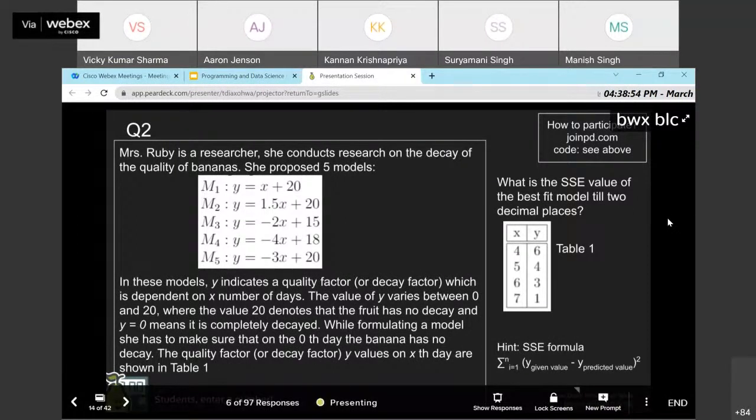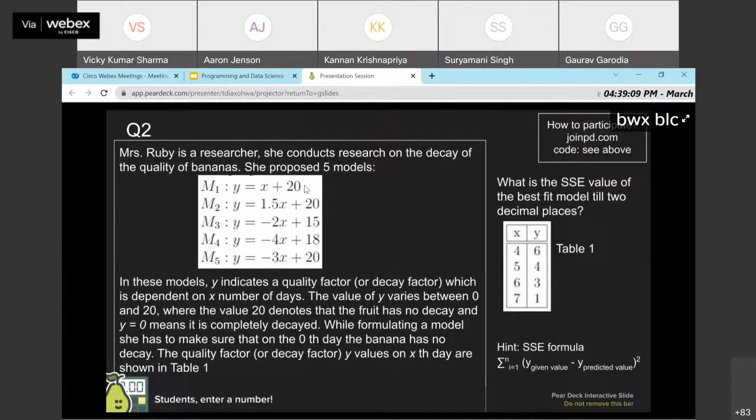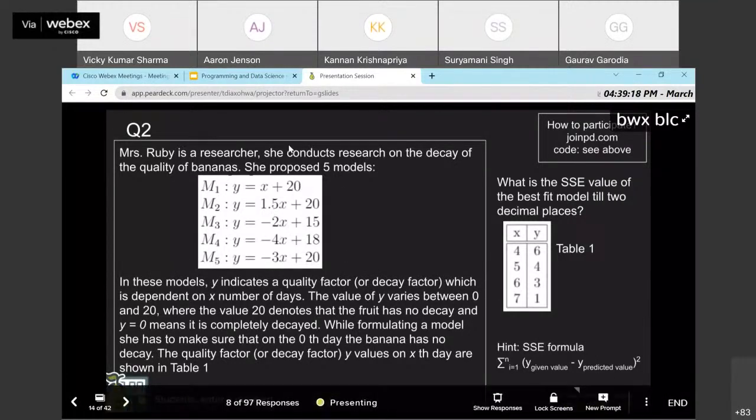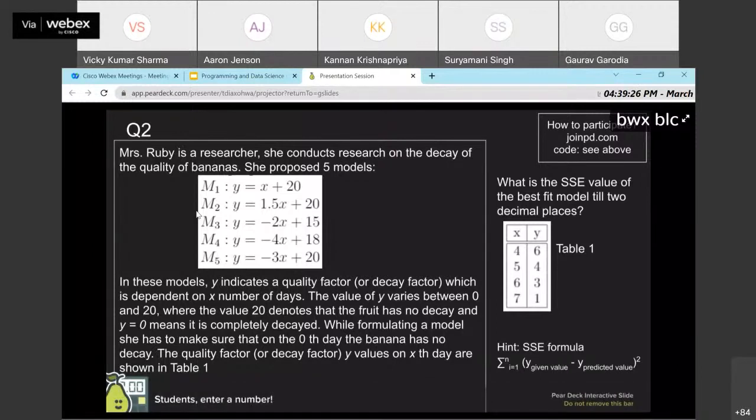So maybe I'll give you another 5 minutes. Try solving this. Sir, you said that there are four values given, but in the problem there is another value, that there is no decay on the 0th day. So will that also be considered? On the 0th day, y will be 20. Ignore it. That is something you use to find which model. So you ignore that value on the 0th day, that data you will not consider. So n equals 4. That's all.